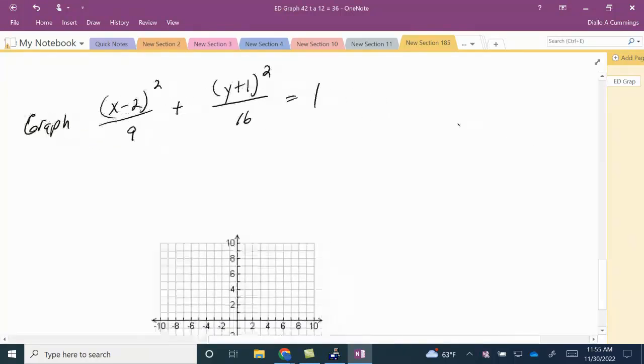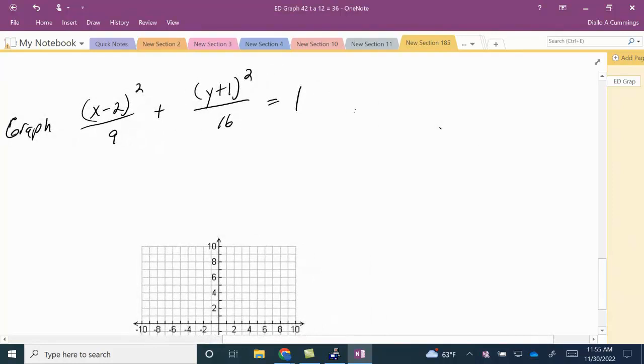The first thing we want to do is pull out the vertex. Remember that the vertex is in the form h comma k, and when we pull our vertex from a formula, the signs always change. So the vertex here is equal to (2, −1). And we saw why the signs changed in the previous video.